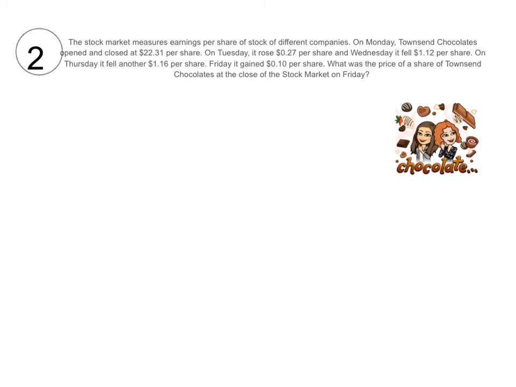Alright, for your next one, we're talking about the stock market. So a stock market measures earnings per share of stock of different companies. On Monday, Townsend Chocolates opened at $22.31 per share. On Tuesday, it rose 27 cents per share. And Wednesday, it fell $1.12 per share. On Thursday, it fell another $1.16 per share. On Friday, it gained 10 cents per share. What was the price of a share of Townsend's chocolate at the close of the stock market on Friday?